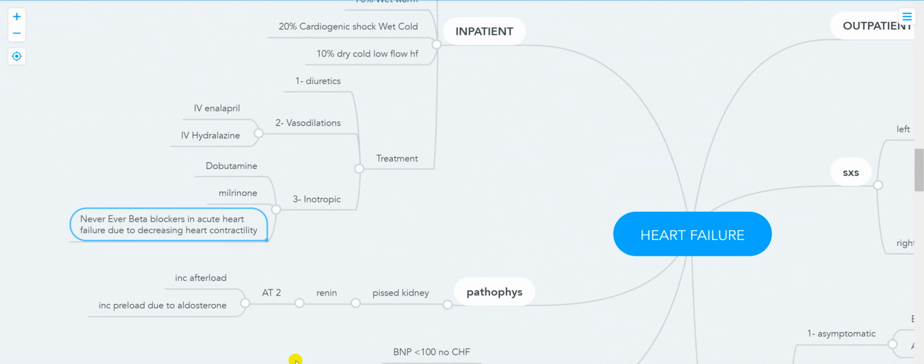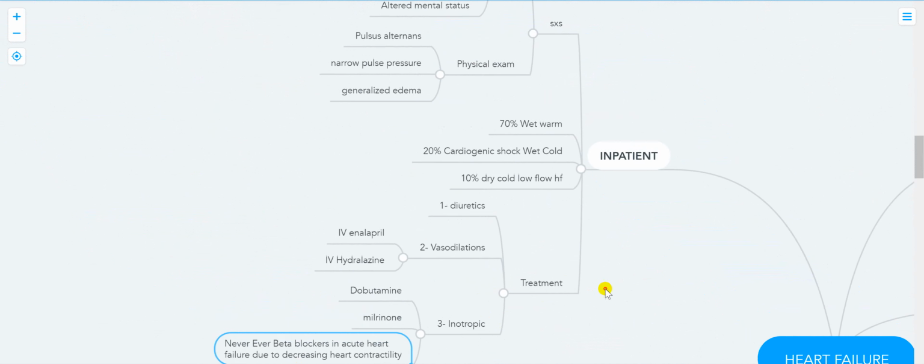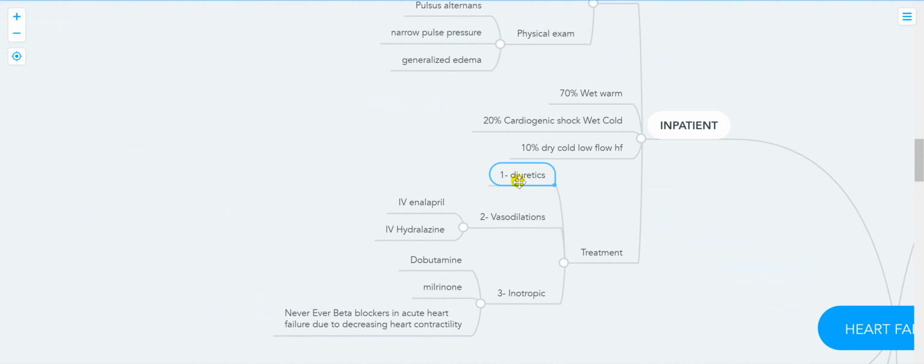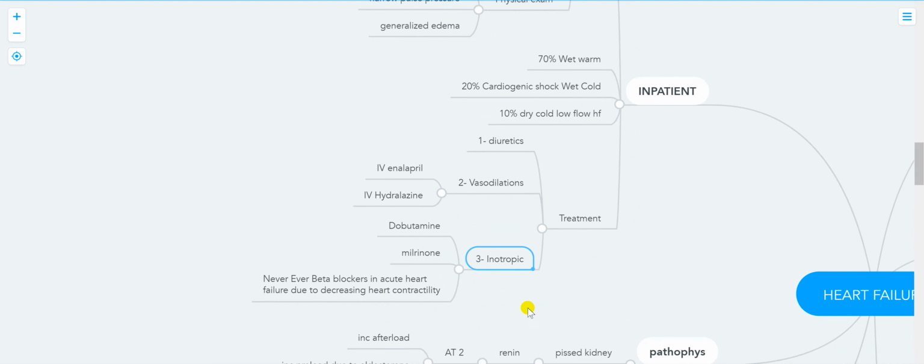What if it was inpatient management? Then we first do diuretics. The second thing is vasodilators, hydralazine, enalapril. Third, inotropes, dobutamine, milrinone, and make sure we avoid beta blockers.